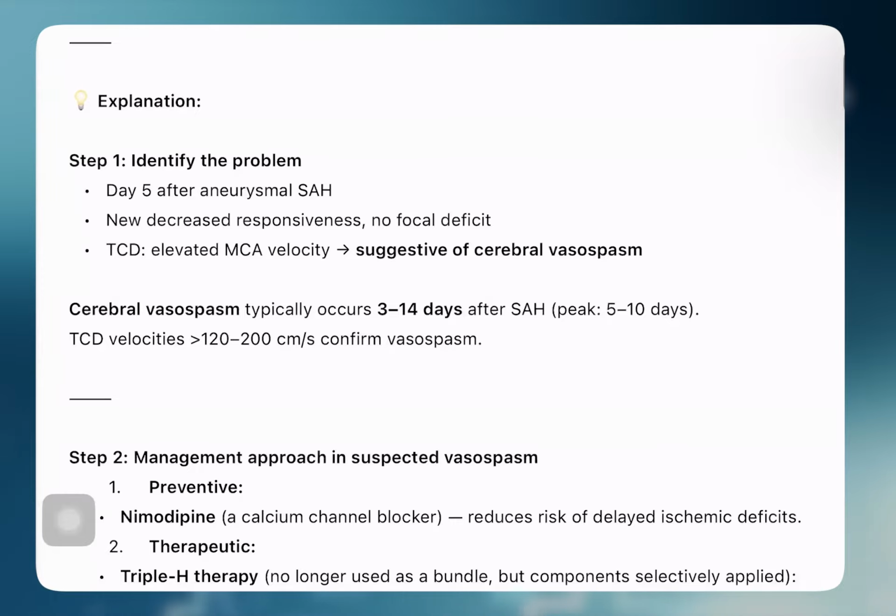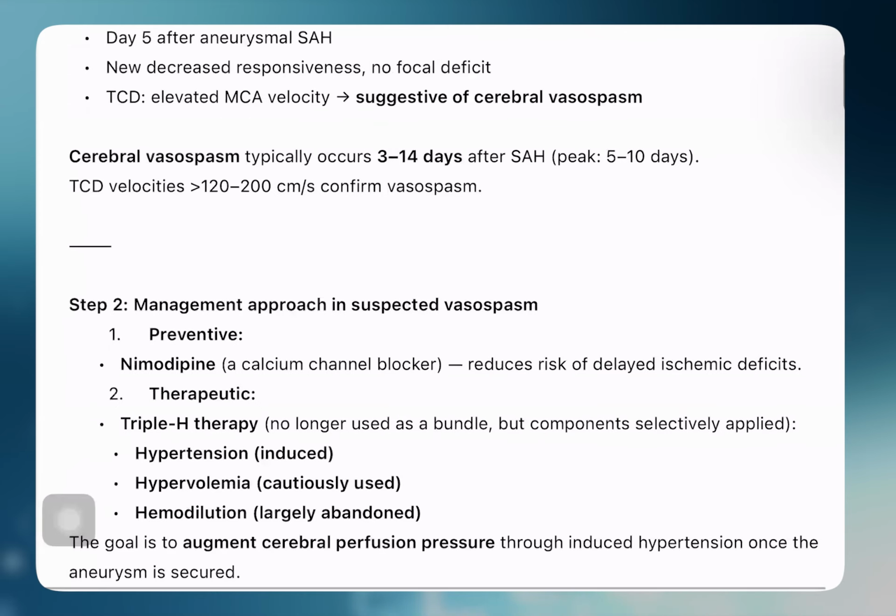So how do we approach vasospasm? Initially, it was triple H therapy, that was hypertension, hypervolemia, and hemodilution, out of which hypertension is the most commonly used technique these days, and euvolemia is being practiced more than hypervolemia, and hemodilution is largely not used nowadays to prevent vasospasm from happening.